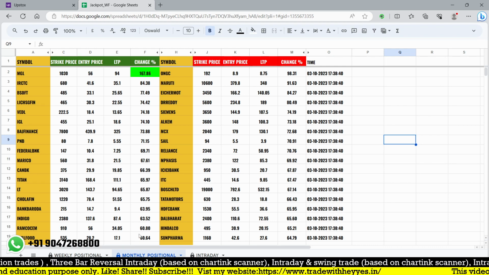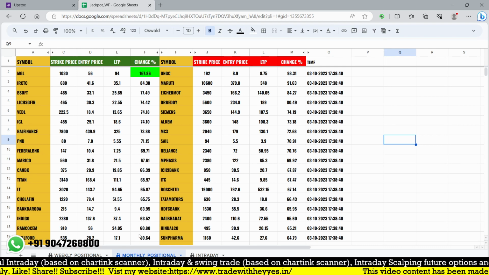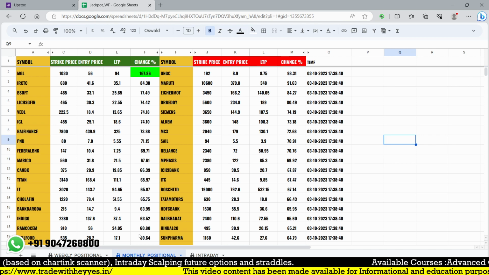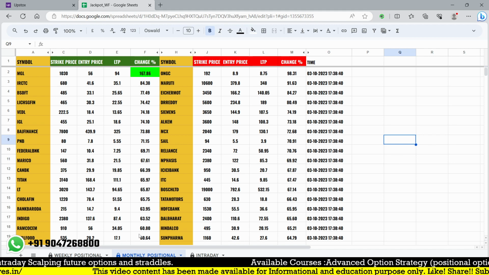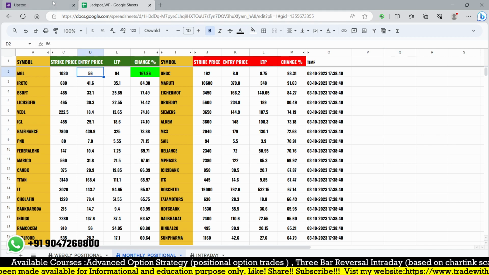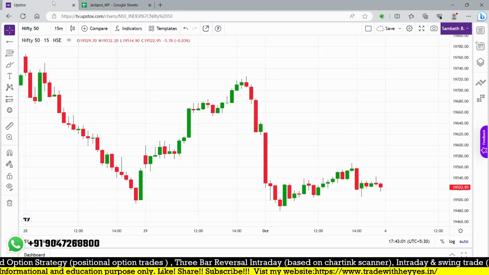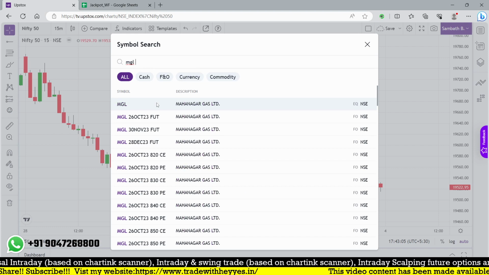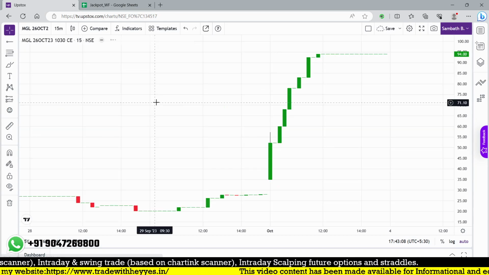And MGL, it wasn't a gap up, but after that gap up, it still kept continuing to the top and reached towards 94. From 56, what we are saying is that a gap up is nothing about the stock itself, it is about our entry level. If it triggers before 9:30, that is called a gap up. So for MGL, the strike price is 1030. So let me check this 1030 call option.